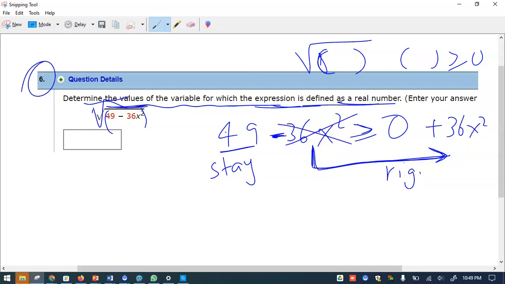It becomes the opposite. If I write 12 is greater than 7, I can always write 7 less than 12.